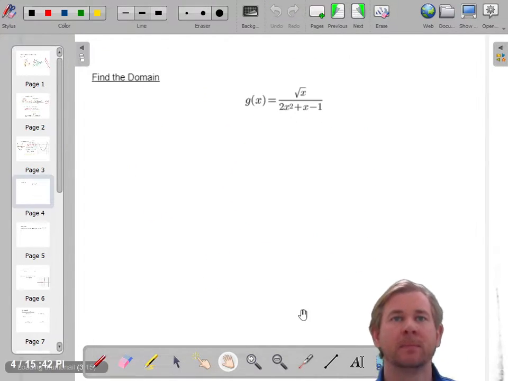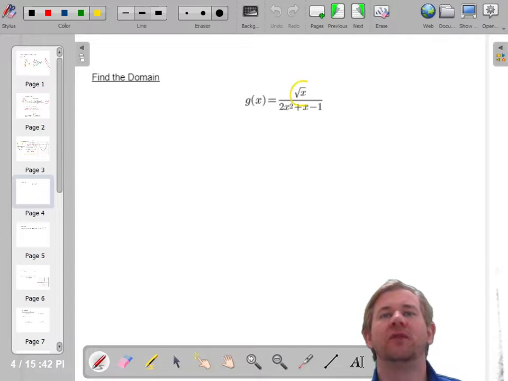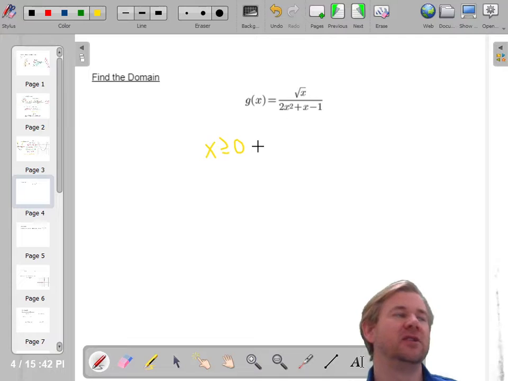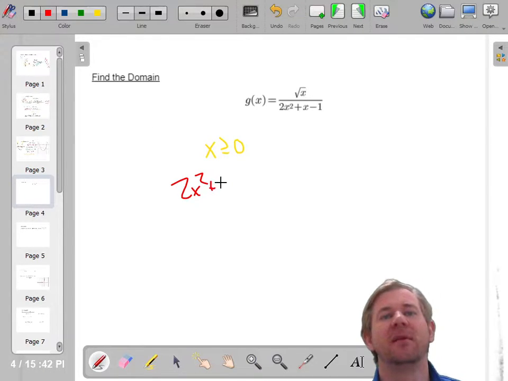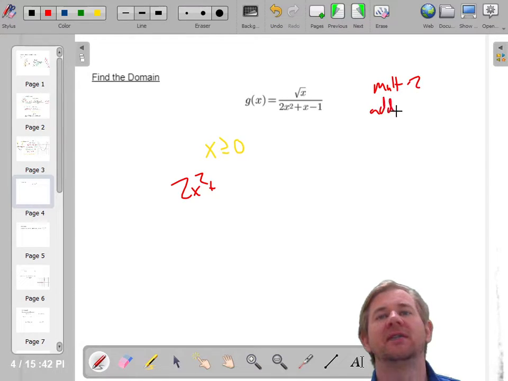Okay? Find the domain. So, two things. First, x must be non-negative here because you cannot square root a negative. And the other thing is we need to factor the denominator. So what multiplies to negative 2 and adds to 1?